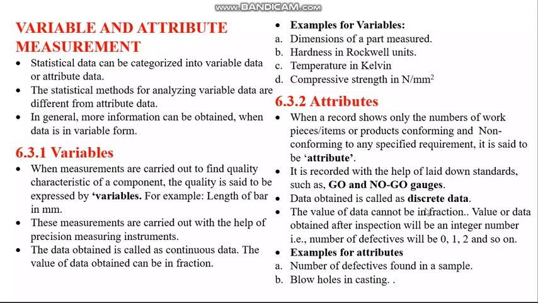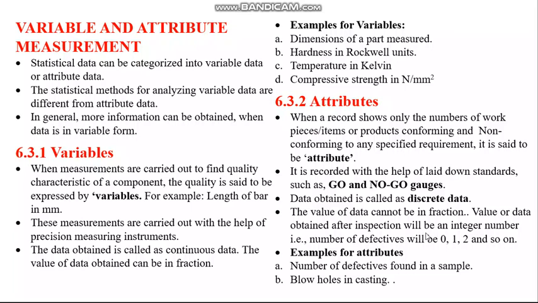You see, it is discrete data, and this data cannot be in fraction. That means you cannot say 10.5 students passed. Can you say like that? You cannot say. Here there cannot be fraction. How many pieces are rejected? You cannot say 50.5 pieces are rejected. Either you have to say 50 pieces are rejected or 51 pieces are rejected. It cannot be fraction, whereas variable can be in fraction.